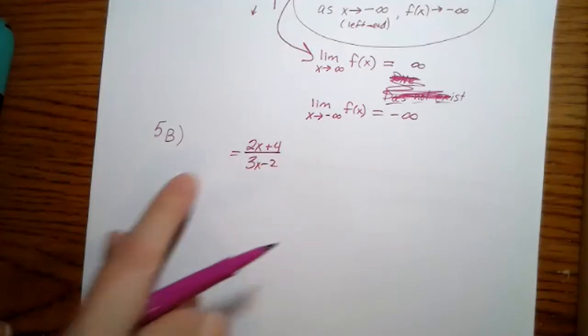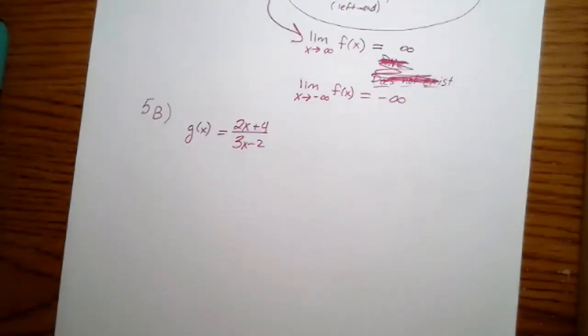Was it f of x or g of x or something? G of x. All right, sorry, I forgot to hit the record button.